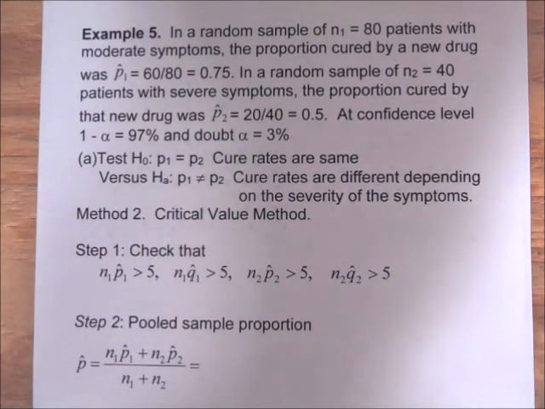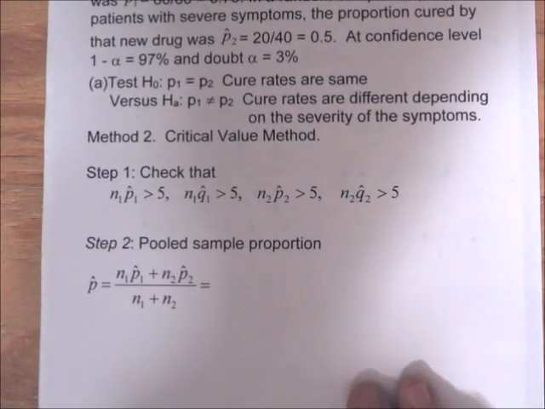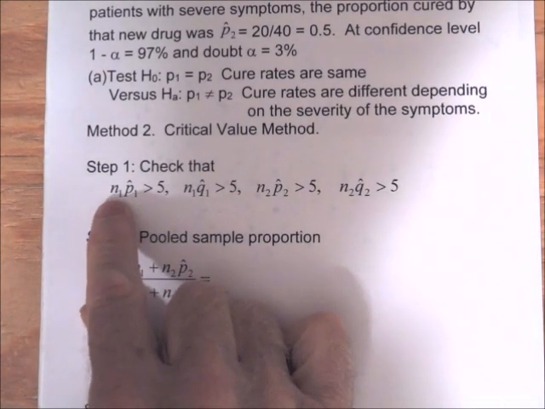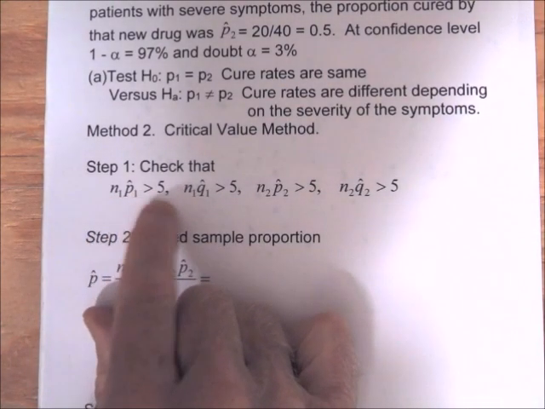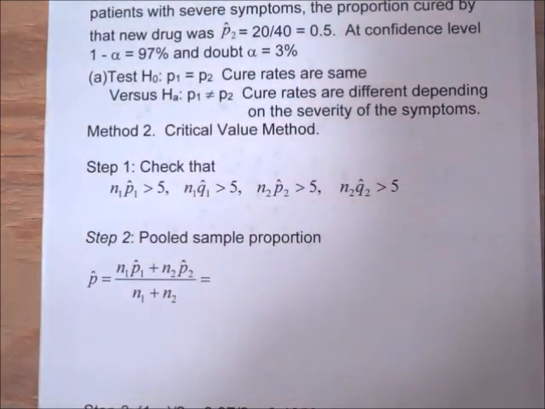And we'll start with the critical value method here. We'll skip the confidence interval. So we first check that each of the n's times each of the p's is at least 5, and that's true. That's going to be a yes.